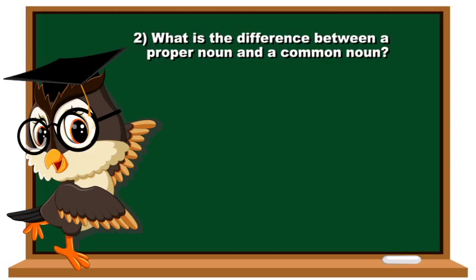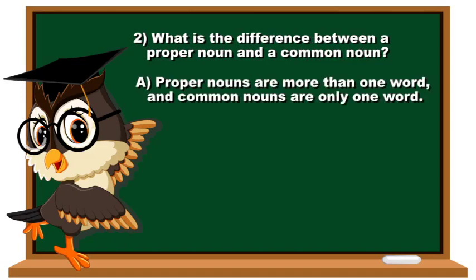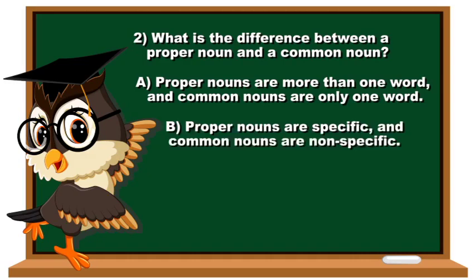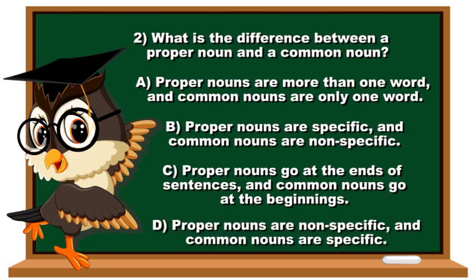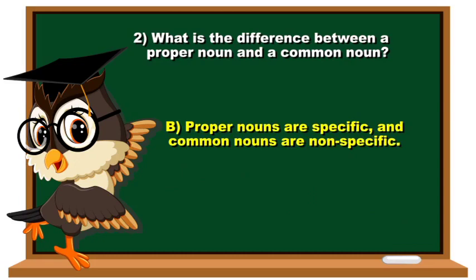Question 2. What is the difference between a proper noun and a common noun? A. Proper nouns are more than one word, and common nouns are only one word. B. Proper nouns are specific, and common nouns are non-specific. C. Proper nouns go at the ends of sentences, and common nouns go at the beginnings. D. Proper nouns are non-specific, and common nouns are specific. If you said B, proper nouns are specific and common nouns are non-specific, you got it right.